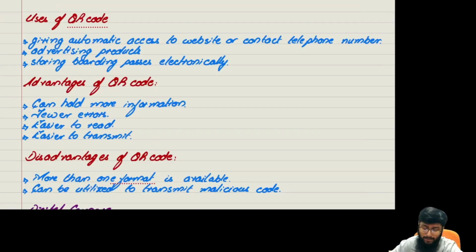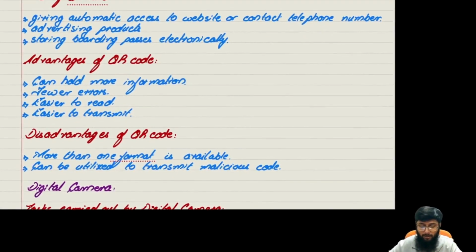Storing boarding passes electronically. You can just store the boarding passes electronically nowadays. The person just needs to scan that particular QR code, and your boarding pass is available. No need to carry the hassle of papers. Now coming towards the advantages of the QR code: it can hold more information.